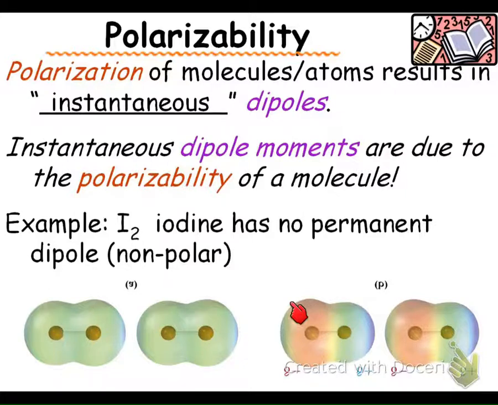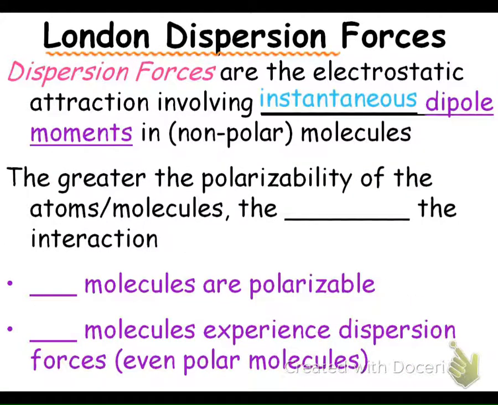So moments of polarity where I might have a few more electrons circling around this atom than this atom, and then maybe that's also happening here. There is a momentary attraction between these two molecules. Polarizability is important because we connect it to London dispersion forces.